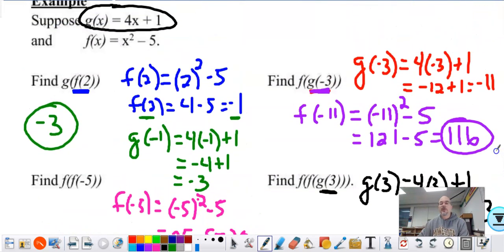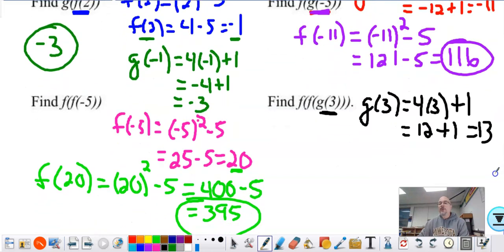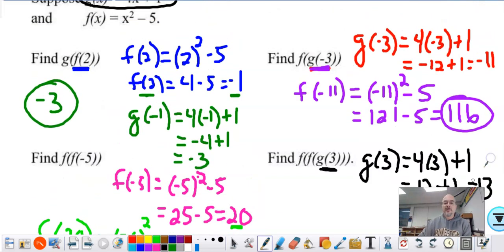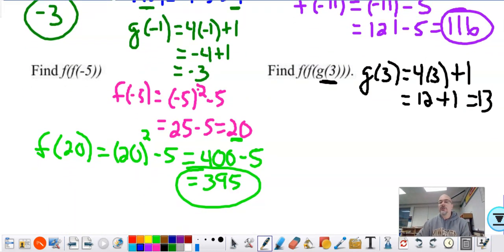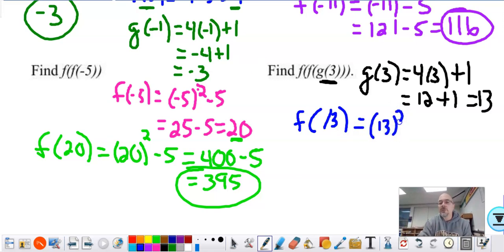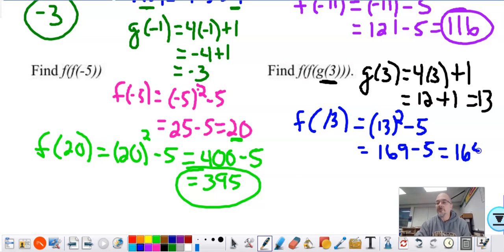Okay, 13 when I plug it into the g of x. Now I'm going to go ahead and plug that into the f of x. So, let's go back to blue. All right, so I'm going to now plug the 13 into that one. All right, so now I'm going to go ahead and go f of 13 equals 13 squared minus 5. And that's going to give us 169, because 13 squared is 169 minus 5. And let's see, that's going to give us 164.